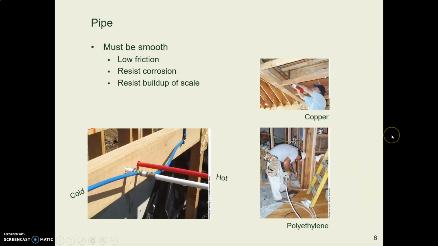Now let's talk about pipe. Well, there are several kinds of material we can use for pipe. What's important is that it be smooth and have low friction so that the fluid flows through, and that it resist corrosion. So we don't want iron pipe, but we might want steel pipe.